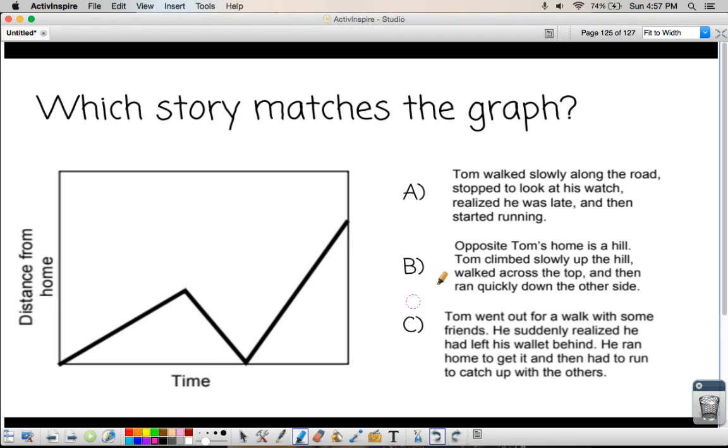So the only one that really makes sense here is C, because he was walking with his friends. He had to go, so he started at home. I'll draw a little house. Started at home. He walked away from home with his friends. Forgot his wallet. Had to run home faster, and then his friends kept moving, so he had to run even faster to catch up with them.